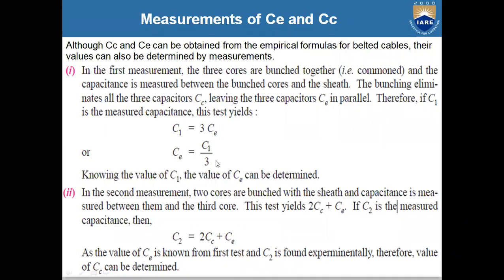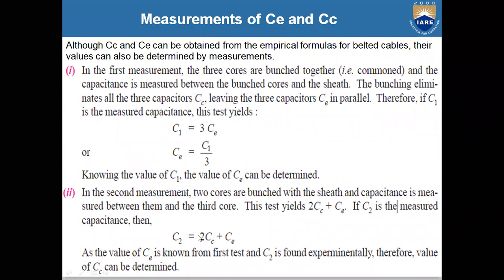Now in the second measurement you have to bunch two cores with your sheath. Two cores are bunched with the sheath, and capacitance will be measured between this bunched core and the third core. So we are having three cores. Out of three cores, two cores will be connected to the sheath, and you have to measure the capacitance between the third core and the sheath. That you call C2. That C2 value you will get from the measurement.